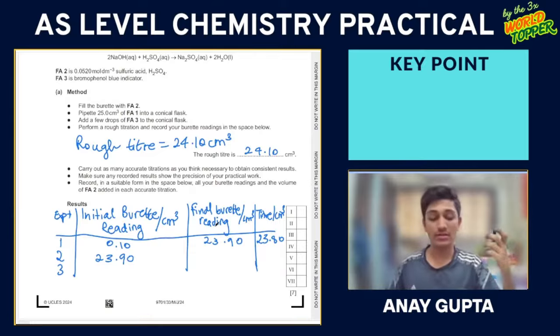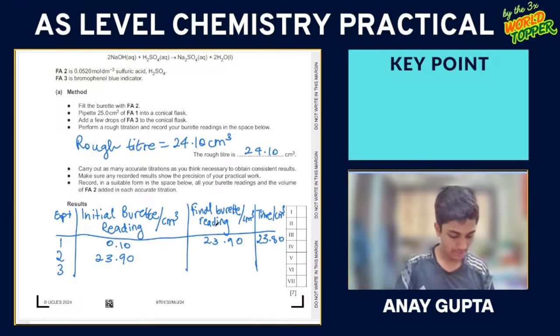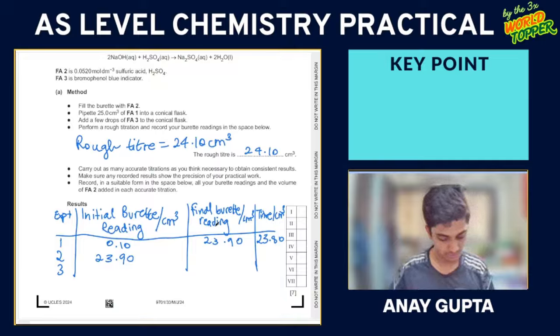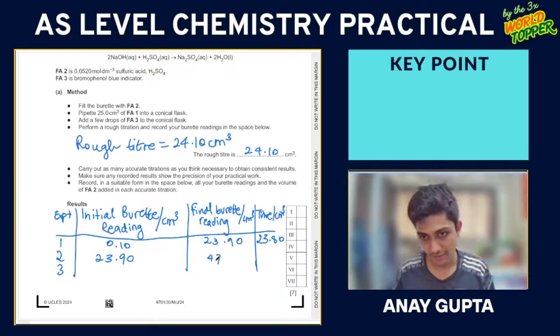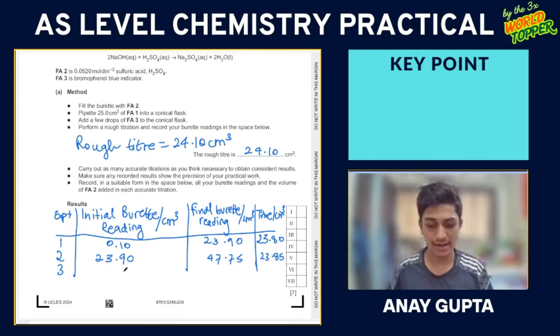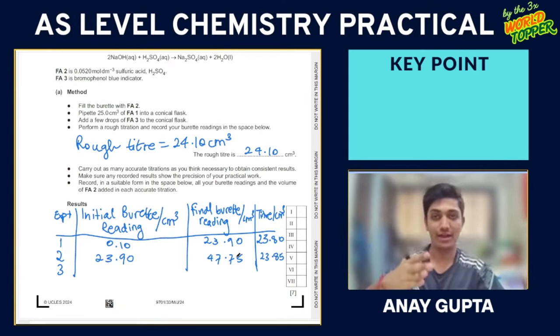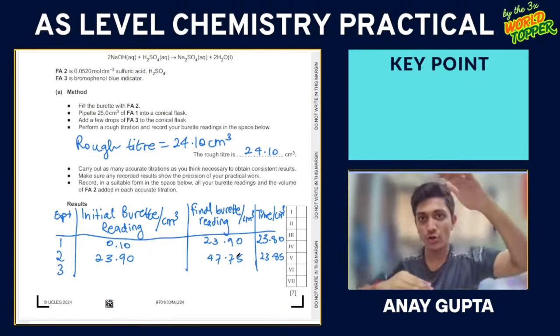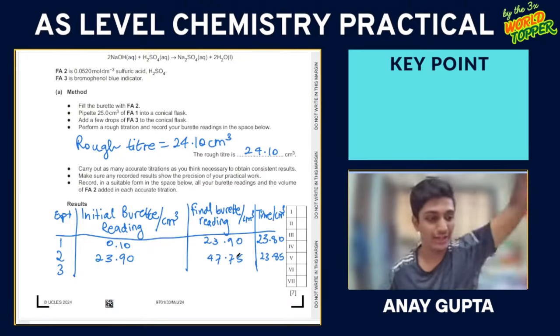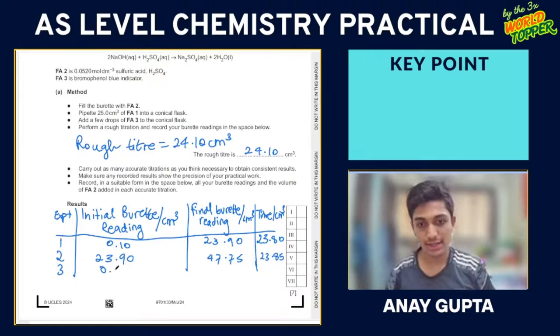And now let's say that my next final burette reading is 47.75. So my titer comes to be 23.85. Okay, that's pretty all right. Then I have to refill my burette again, because I cannot start from 47.75. You need to have the knowledge that the burette only holds 50 centimeter cube, right? So you refill the burette, and let's say I start again at 0.10.